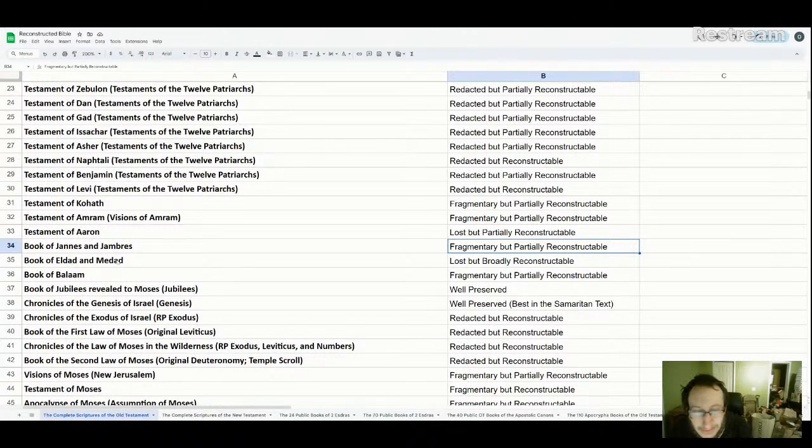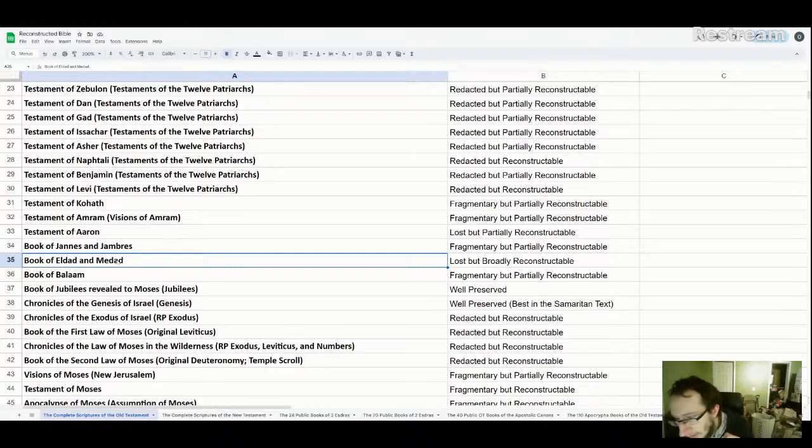All right. Book of Eldad and Medad, we have the size of the book. It's quoted in the Shepherd of Hermas as authentic scripture. We have the general size. We're told that it is 300 lines.